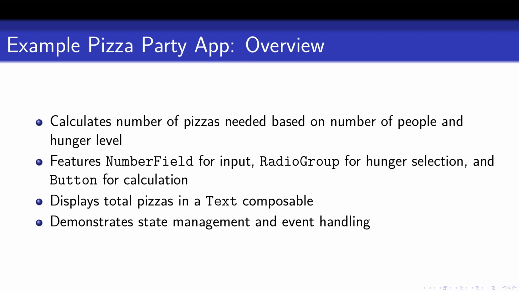Let's take a look at the Pizza Party app. It calculates how many pizzas you need based on the number of people and their hunger level. Components like NumberField, RadioGroup, and Button are used. This app includes inputs for the number of people and hunger level selection using radio buttons. When the user taps the button, the app calculates and displays the total number of pizzas needed in a Text composable. This is a great way to showcase state management and event handling in Compose.